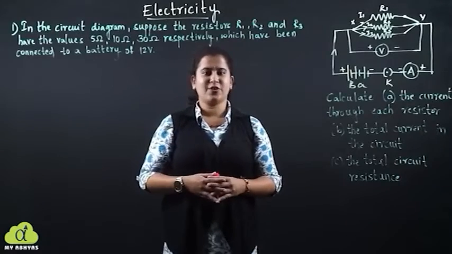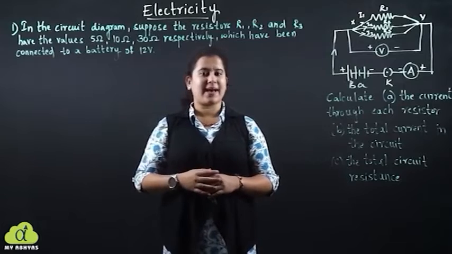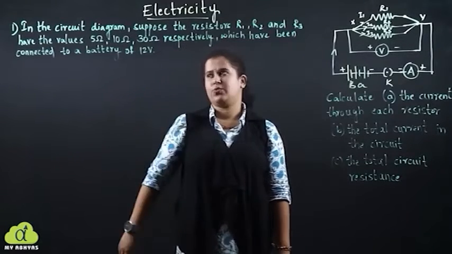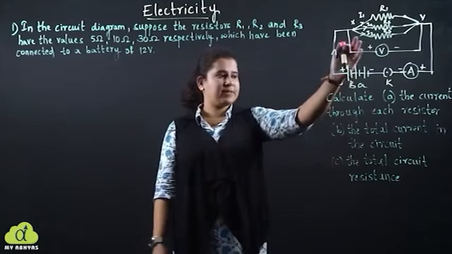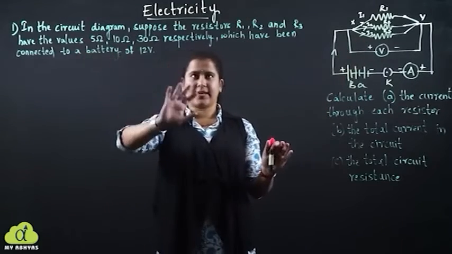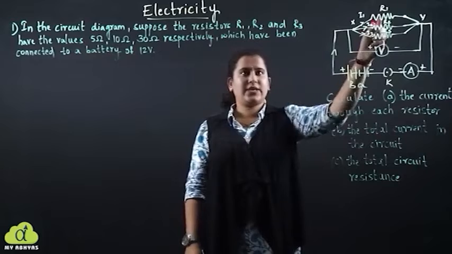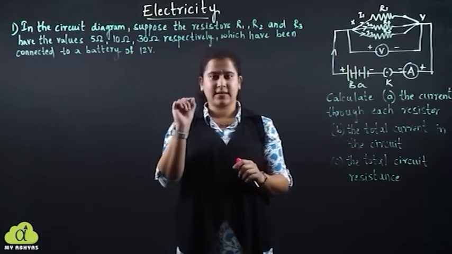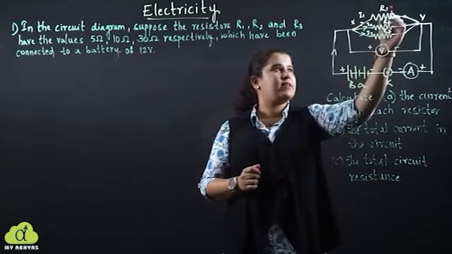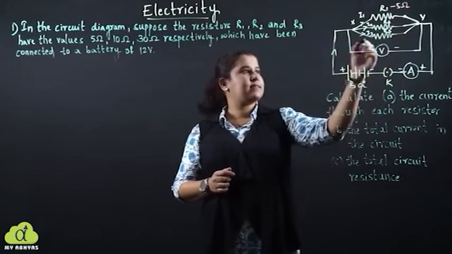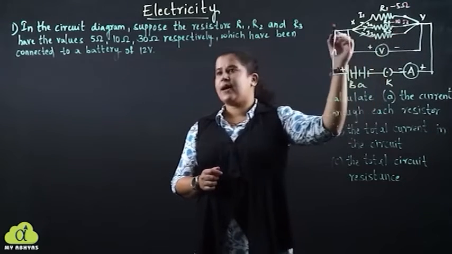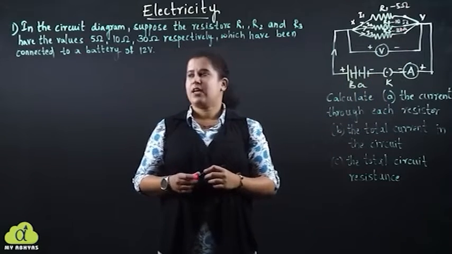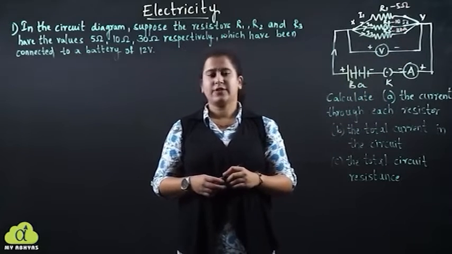Now we'll solve the numerical based on resistors in parallel combination. Series we have done, now parallel we'll do. In the circuit diagram, I have kept the same circuit here. Suppose the resistors R1, R2 and R3 have the values of 5 ohm, 10 ohm and 30 ohm respectively, which have been connected to a battery of 12 volts.